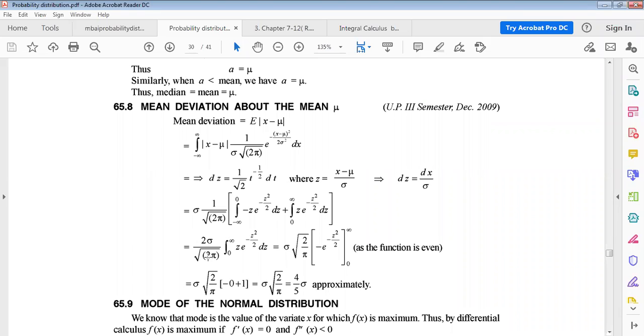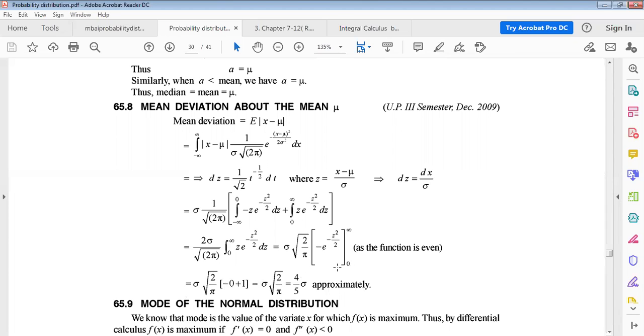So this sigma and root over 2 will cancel, then we get root over 2 divided by pi, minus e to the power minus z square by 2. Then putting in the infinity value for z, we get e to the power minus infinity, which is 1 by e to the power infinity, equal to 1 by infinity, equal to 0. This is why we get only sigma into root over 2 divided by pi. This will be minus 0 and e to the power 0, which is 1. Just putting z equals 0, we get e to the power 0.